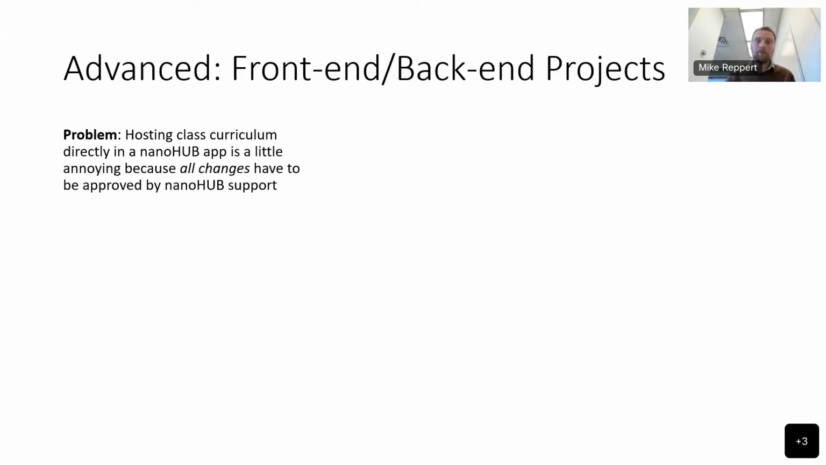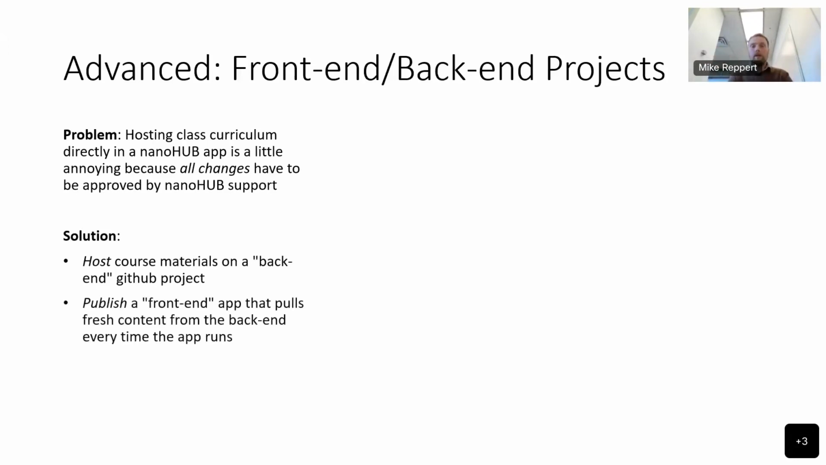to your system. So the solution that I found to get around that is a kind of front-end, back-end architecture where the course materials, things like my lecture notes, I host on what I call a back-end GitHub project. And so that's where all of the lecture notes and all of the direct course materials that the students interface with are hosted. And then on nanoHUB, I publish a front-end app that actually goes in and fetches that fresh content from GitHub every time the app runs.